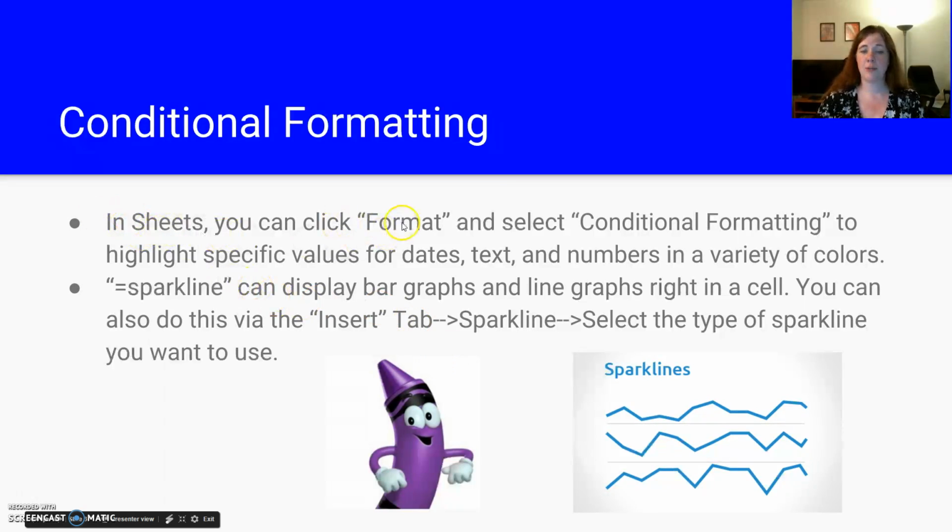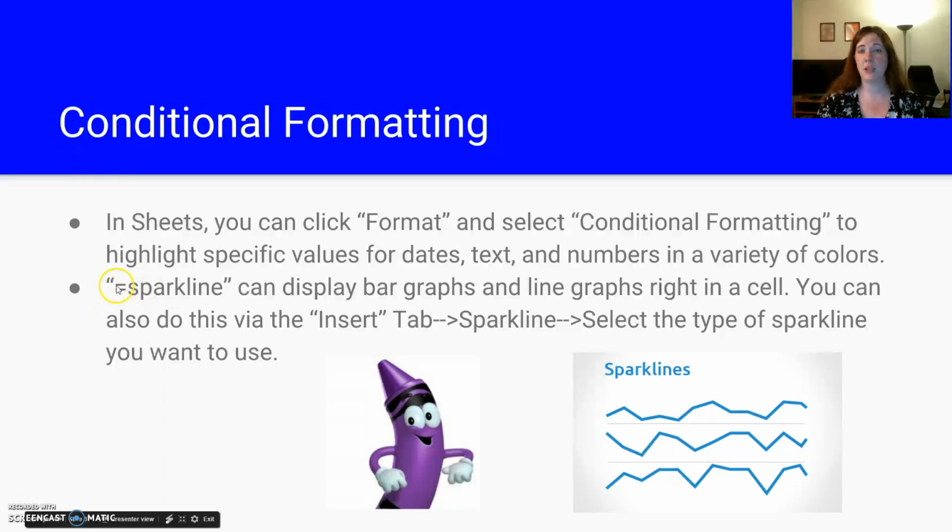In Sheets, you can click Format and select Conditional Formatting to highlight specific values for dates, texts, and numbers in a variety of colors. So really, you're just coloring in the cell. It doesn't change the actual data that's in the cell. It doesn't alter anything. It doesn't involve equations. It's just so that you can visualize what is really going on in the data that you have.